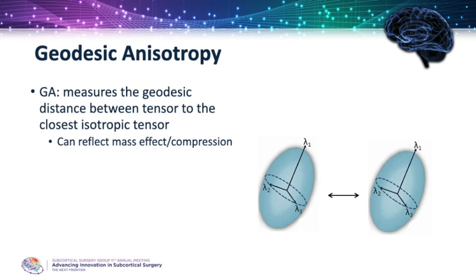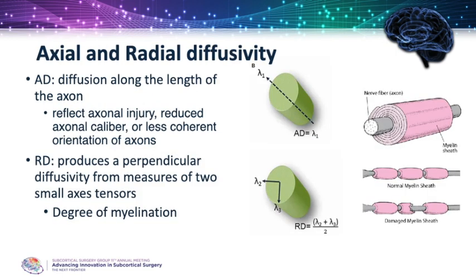Geodesic anisotropy looks at the measure of space between those diffusion tensors. It can give us an idea clinically about whether there's some type of mass effect or compression in the intraparenchymal space. With axial and radial diffusivity, we're looking more at the integrity of the axon itself.